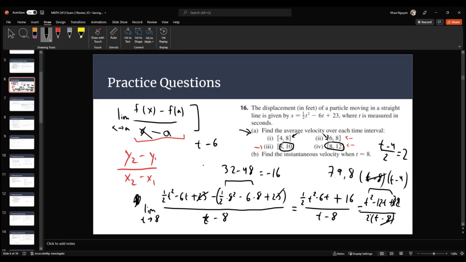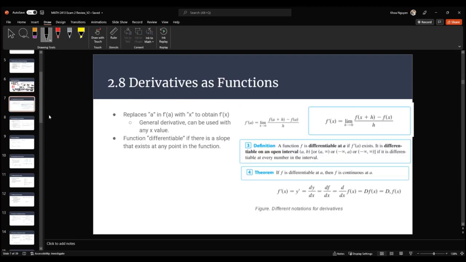And if you plug in 8, you also get 2. But when they ask these kinds of questions, they want you to use the definition of derivative. But you can always double check by doing a regular derivative. So that's the practice question for 2.7.